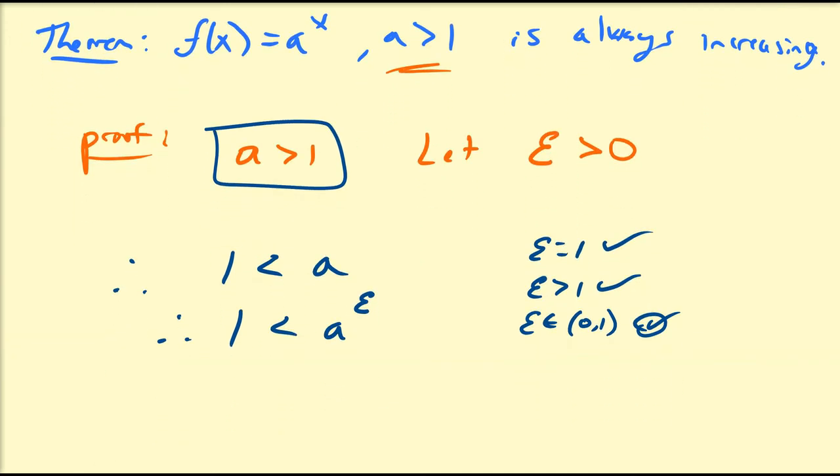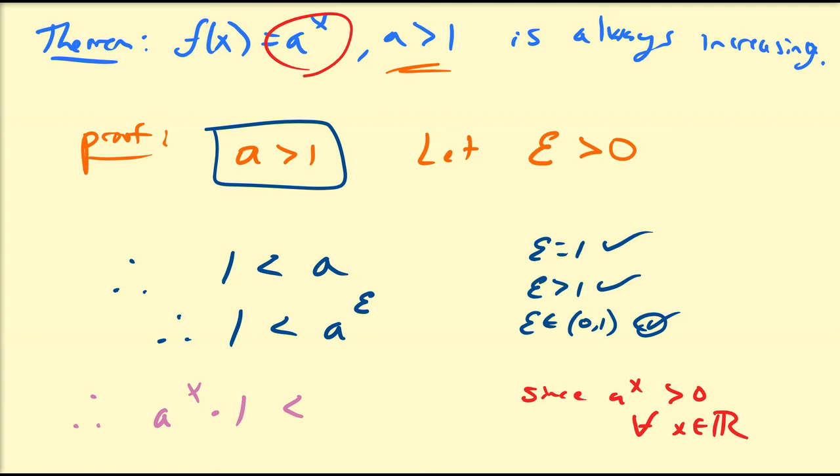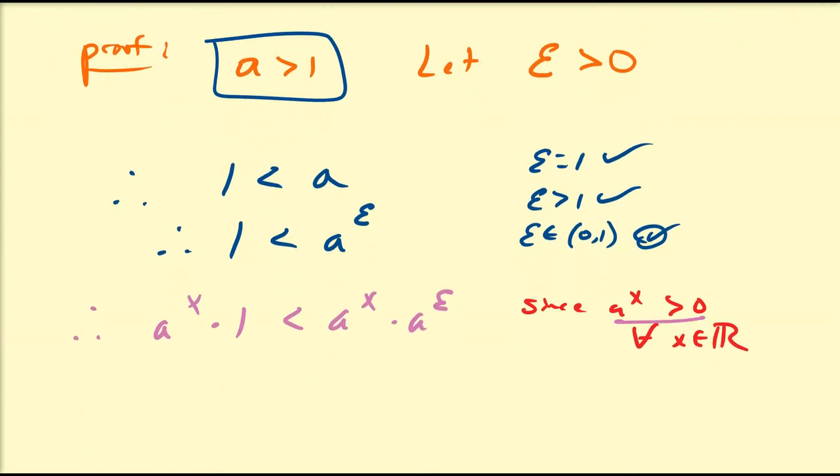All right, so I'm going to multiply both sides by a to the x. So a to the x is going to be positive. That's very easy to show. So since a to the x is going to be positive for all values x in the set of real numbers, then I can multiply both sides of this inequality. So a to the x times 1 is going to be less than a to the x times a to the epsilon, right? And I need this property because I don't want to switch around my inequality signs.